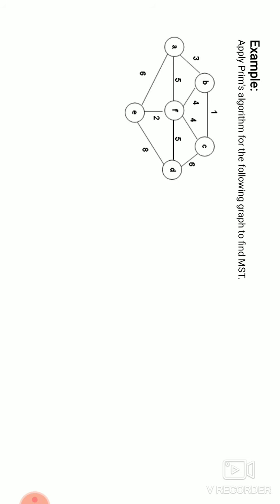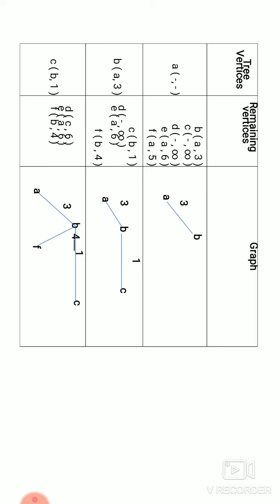From B, I can reach C with the distance 1. From B, I can reach F with distance 4. And from A, I can reach E with 6. There are only these 2 visited vertices. Now find out all the other vertices that can be visited with the help of A and B. With the help of A and B, I can visit 3 vertices: C, F, E. So I write it here. C, from B I can reach and the distance is 1. From A I can reach E with the distance 6 and from B I can reach F with the distance 4.